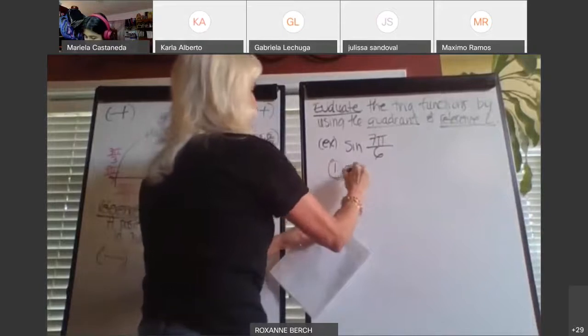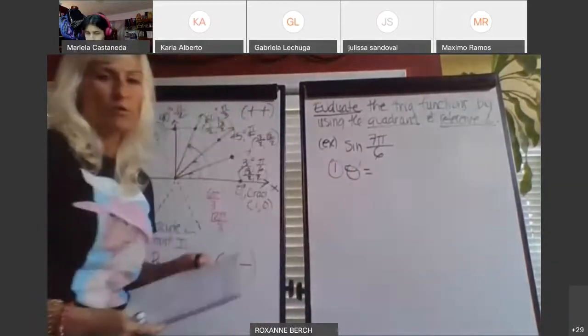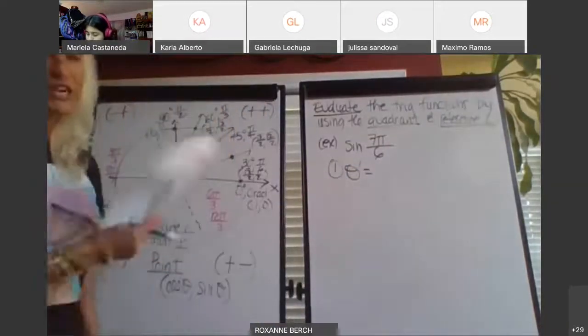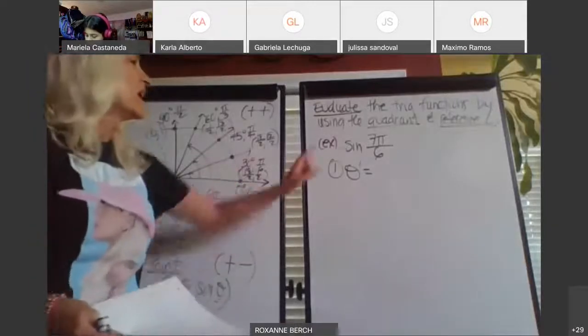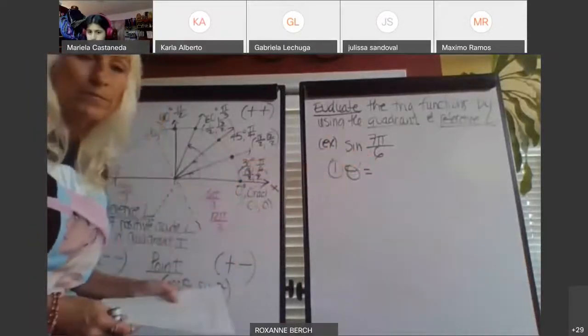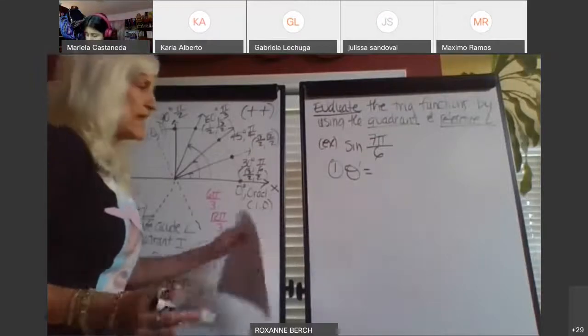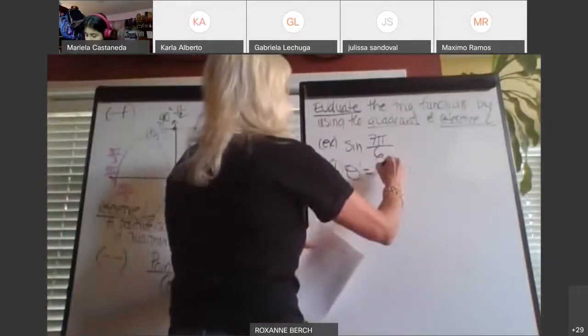So the first step is to find the reference angle. And like I said, with radians, it's easy. You can cheat. Degrees, you can't. I'm going to do the degrees in a minute. But look, the bottom is 6, right? So what would the reference angle be? Pi over 6.